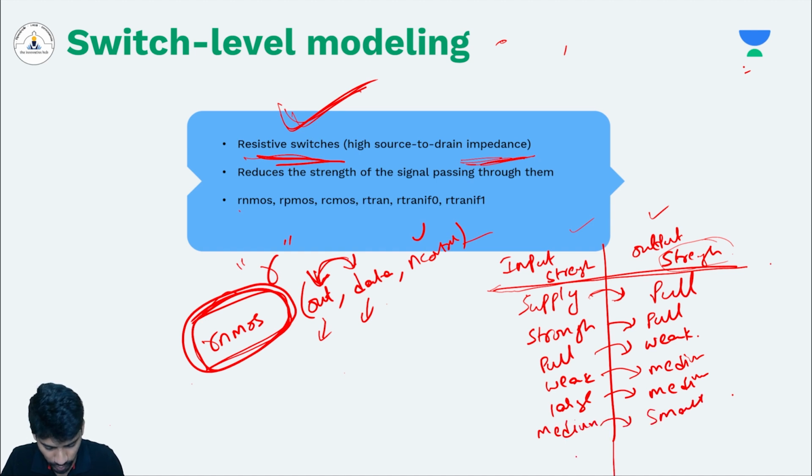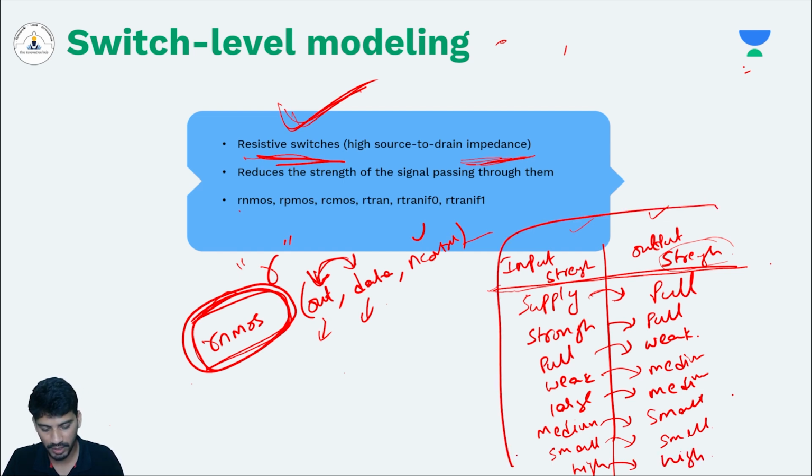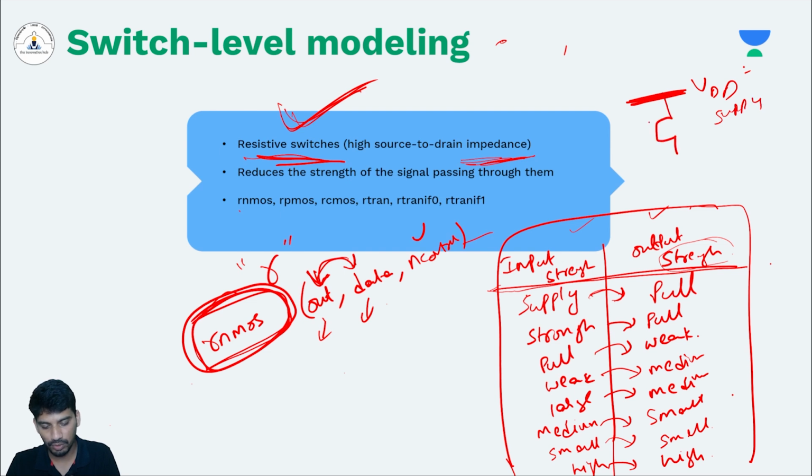If the input itself is small, then the output is again small. If the input is high, then the output is high. So this is the strength reduction table of resistive switches. What I meant is, if you have a VDD strength, let's say supply strength, and you are passing it through a normal NMOS, then the output signal appearing here, this is my output and this is my data. In this case, it is VDD, which has a strength of supply 1. So the output here will also have a strength of supply.